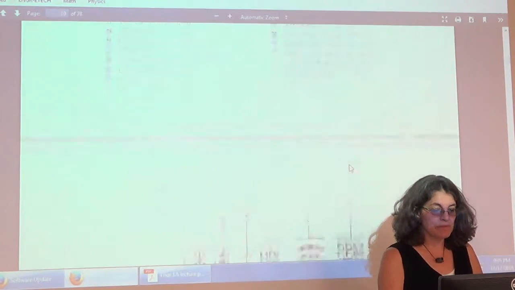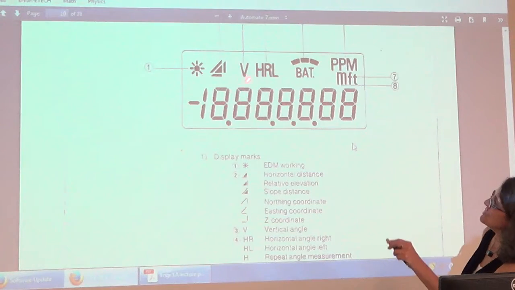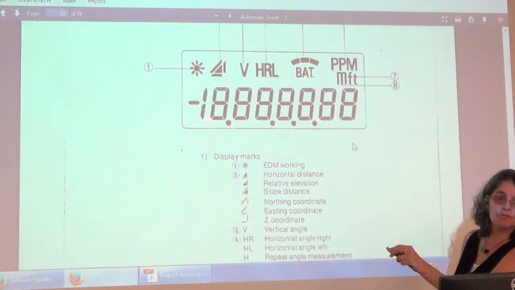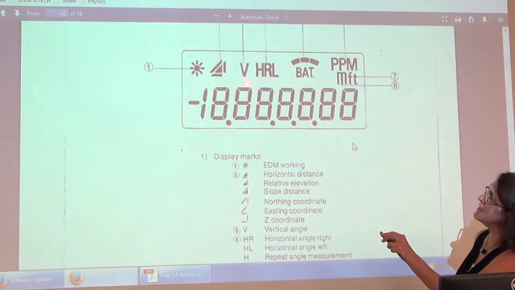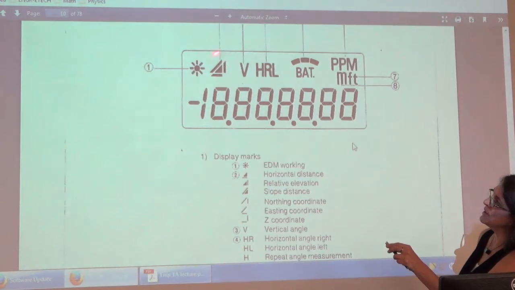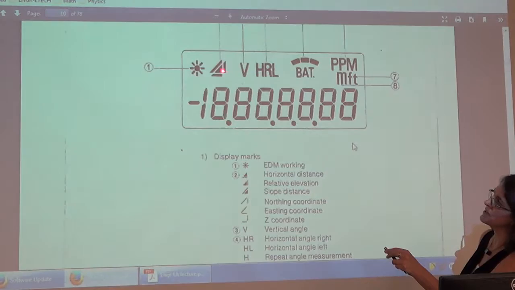Here's the H or V. Right now, since it's a V, the angle you're going to get is a vertical angle. If it's an H, it's a horizontal angle. This right here is what tells you, and you would never have all three of these lit at the same time. There would always be one or the other.